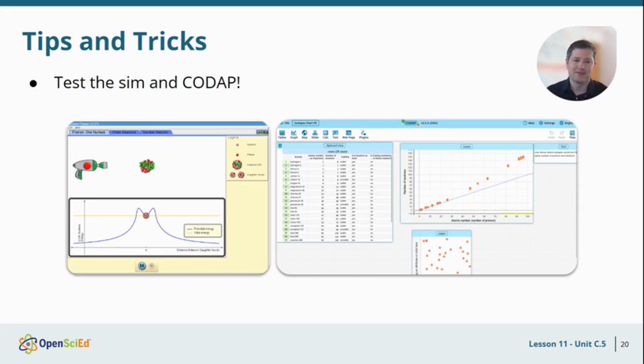And then for the code app, that is a tool we've used a little bit in some prior units, other OpenSciEd units, but if you're not familiar, make sure to take some time to familiarize yourself with it. You might even make some interesting observations of your own as you explore.